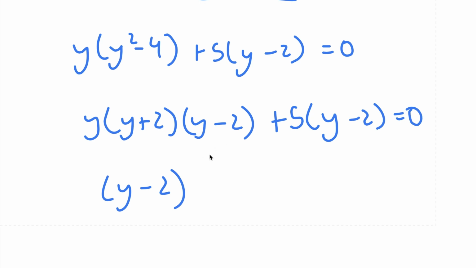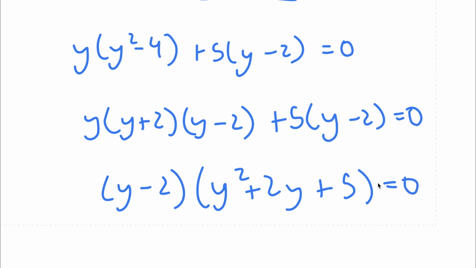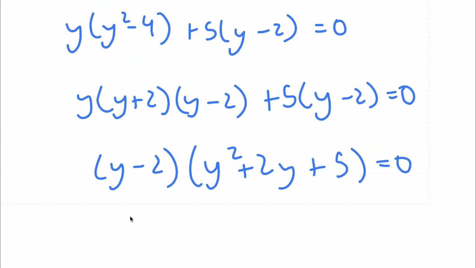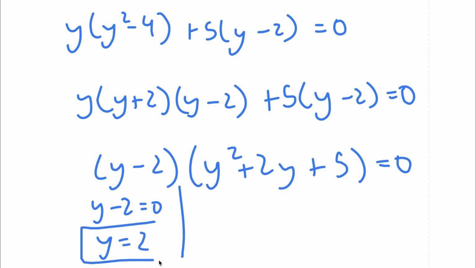times y squared plus 2y plus 5, and this is equal to 0. So now this gives me two equations. I get y minus 2 equals 0, which means that y equals 2. And I get y squared plus 2y plus 5 is equal to 0. And to solve that, we'd actually have to use the quadratic formula.